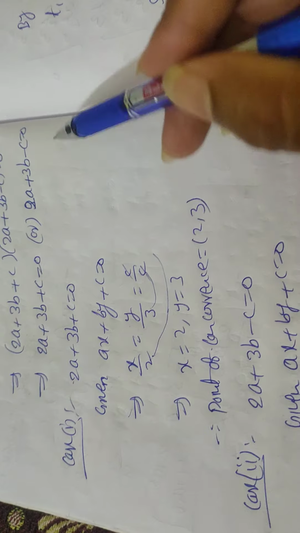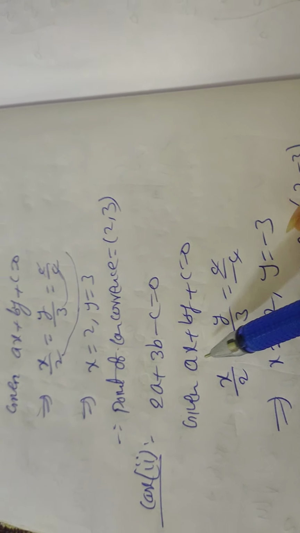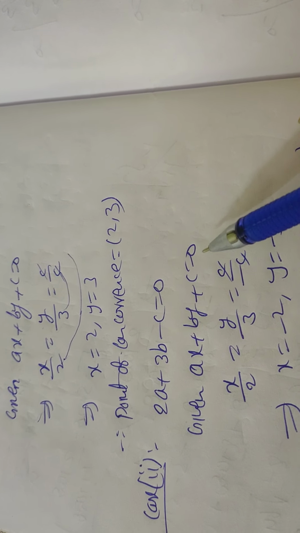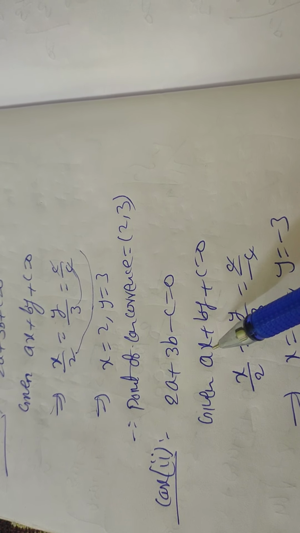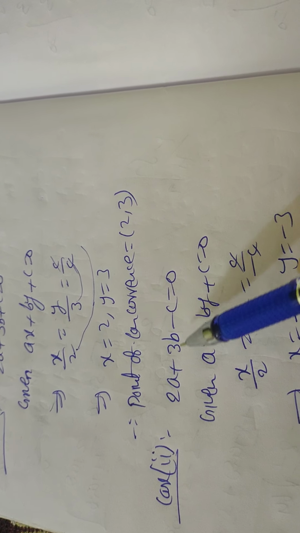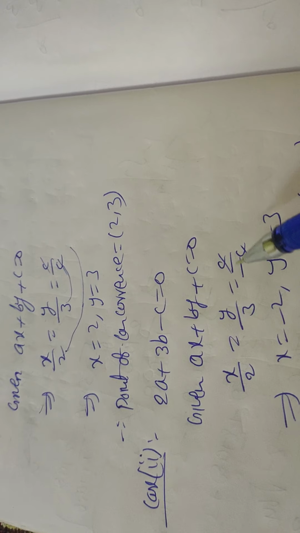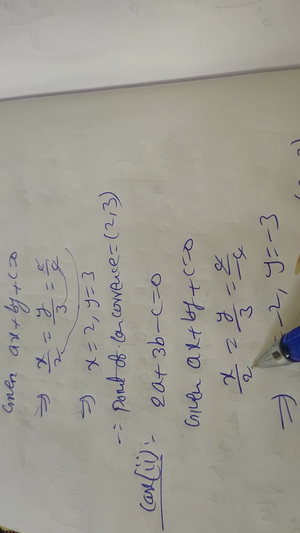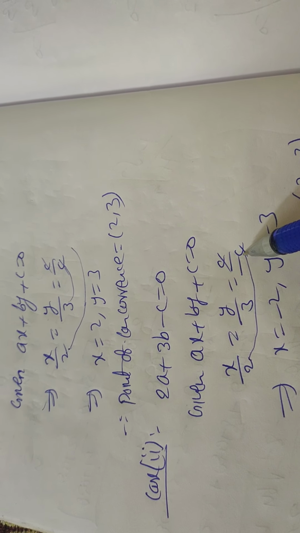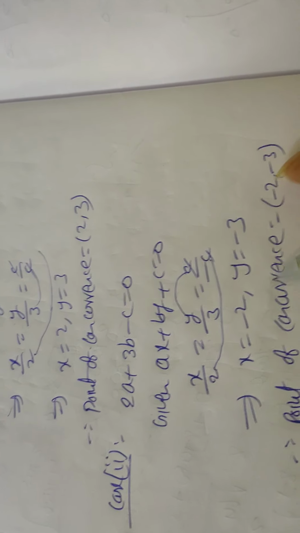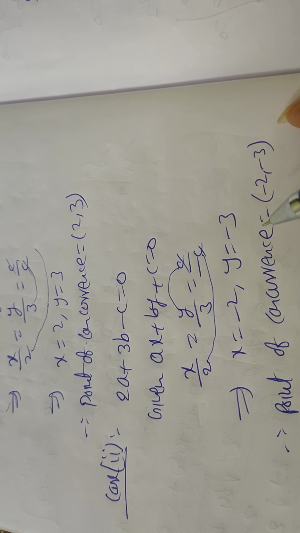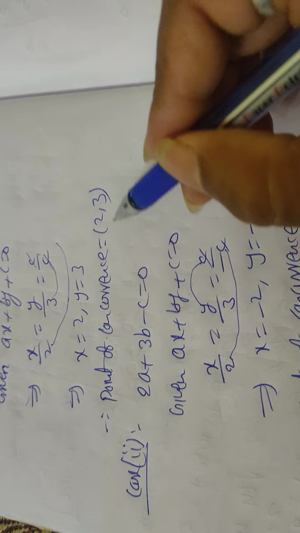Then go to the second case, 2a plus 3b minus c is equal to 0 and the given equation is ax plus by plus c is equal to 0. So here x by 2 is equal to y by 3 is equal to c by minus c. C gets cancelled, minus 1. So you get x is equal to minus 2, and y is equal to minus 3. So another point of concurrence is minus 2 comma minus 3. So these two are the answers for this question. Okay, next one.